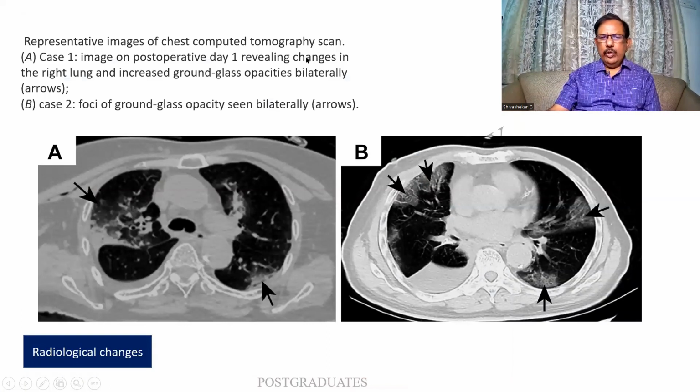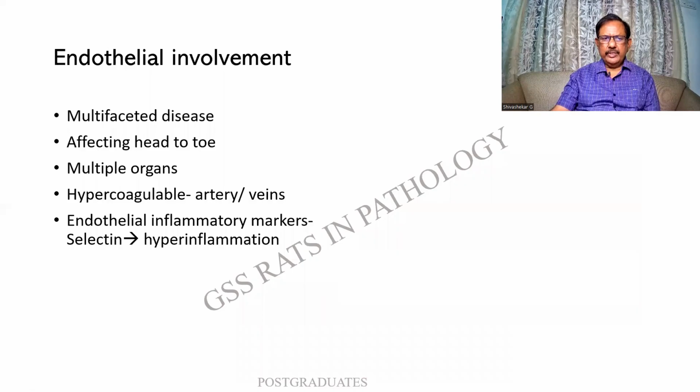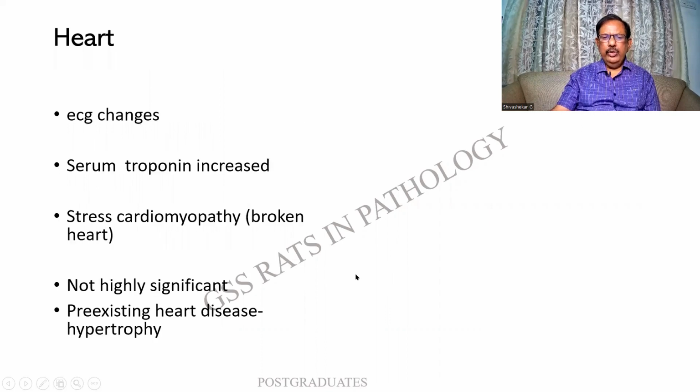So CT scan was a major one. Though non-specific, it showed in common that there were ground glass opacities that could be seen in the lung. It is bilateral in this particular case, thanks to radiological changes. It is a multifaceted disease affecting not one organ or organ system, but multiple organs, head to toe. And there can be hypercoagulation. Endothelial markers are being released, leading to hyperinflammation.